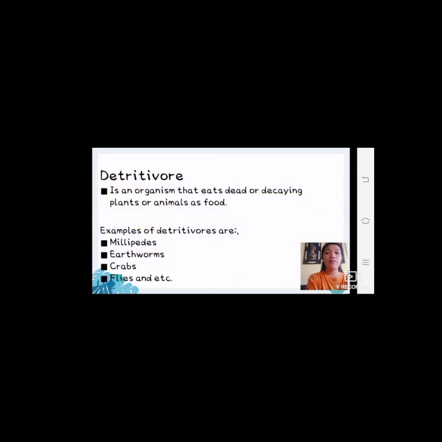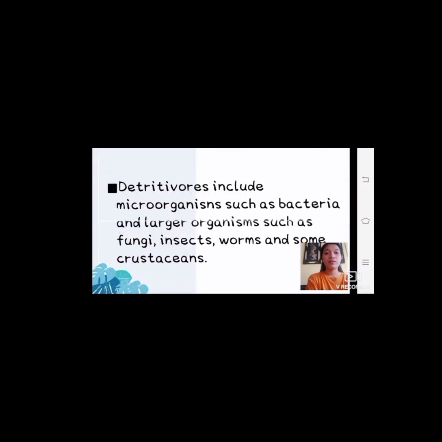Lastly is the detritivore, an organism that eats dead or decaying plants or animals as food. Examples of detritivores are millipedes, earthworms, crabs, flies, and others. Detritivores also include microorganisms such as bacteria and larger organisms such as fungi, insects, worms, and some crustaceans. For example, worms that live in the soil are detritivores.